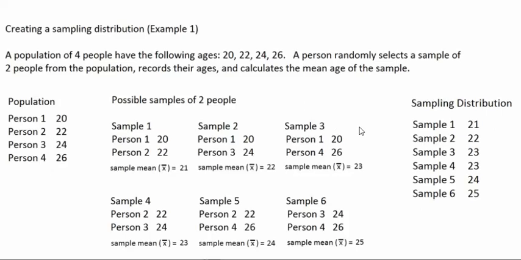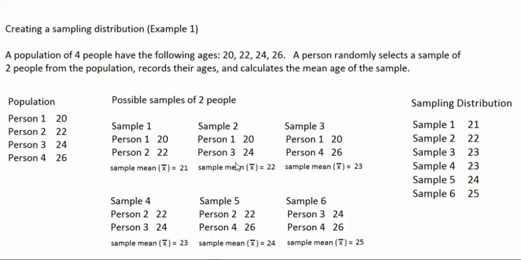Now after I found out what the combinations are, I filled in the ages from the population, right? For example, person 1 and person 2 are ages 20 and 22. Person 1 and person 3 are ages 20 and 24 from the population. Then I calculated the mean of each possible sample by adding and dividing by 2. So for sample 1, I added and divided by 2. For sample 2, I added and divided by 2. I did it for all 6 of them.